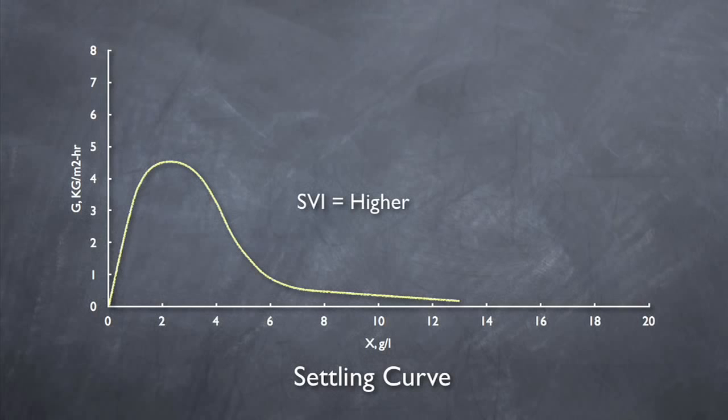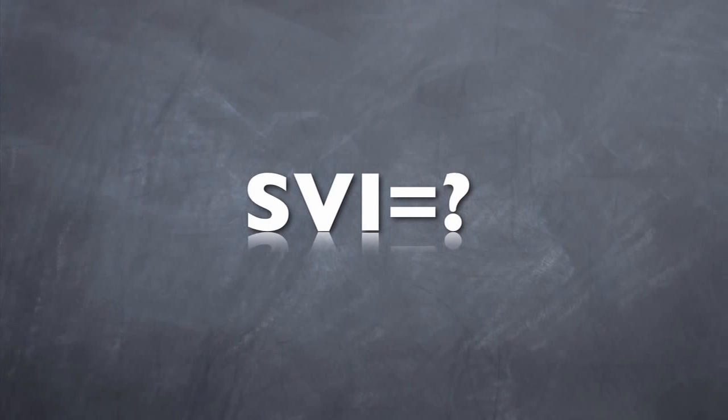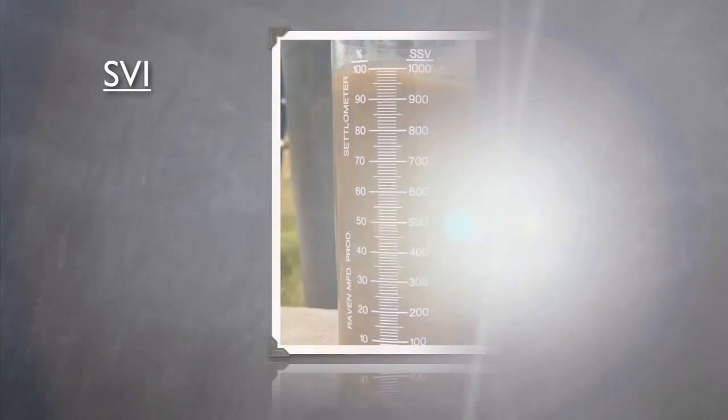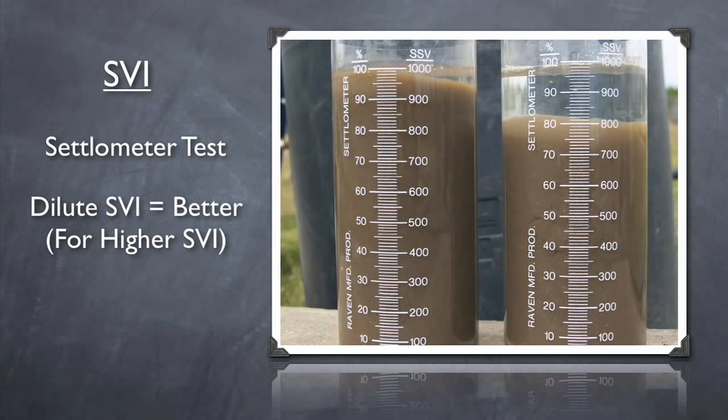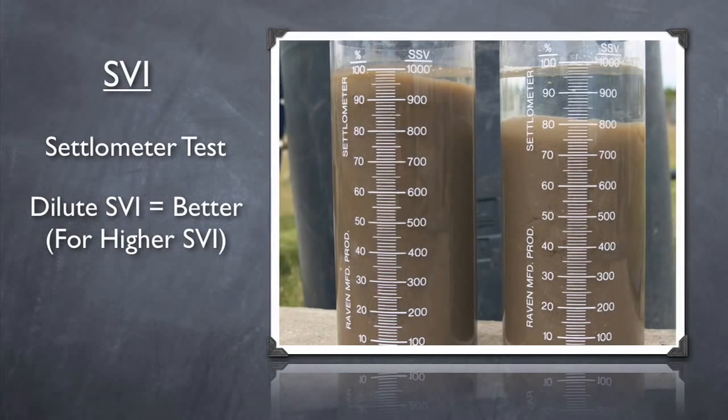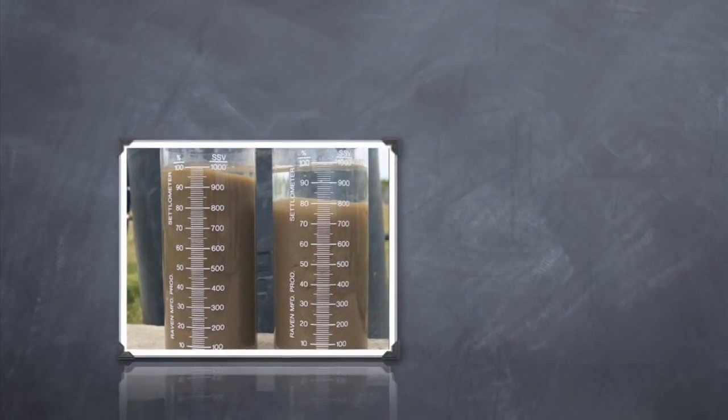But now that we know that SVI is important in determining the settling curve, how do we determine the SVI, and what causes it to change? Well, the SVI can be determined by performing a settleometer test. Also, if you can, use a diluted sample to determine your SVI. This will allow for more accurate results, especially when the SVI is higher.